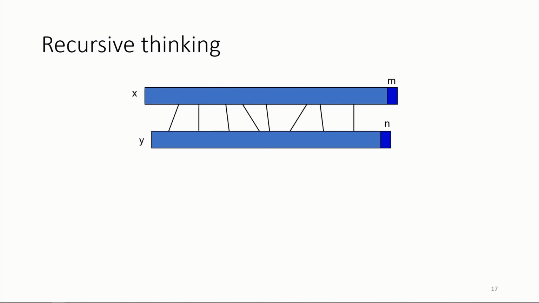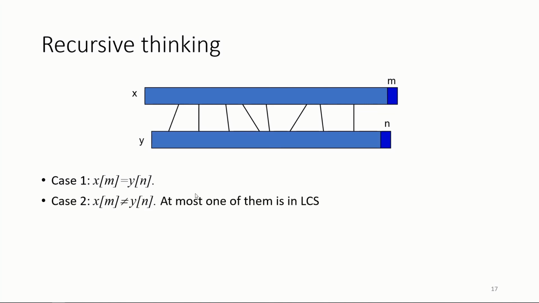When you have two strings x and y with length m and n respectively, what can we say about the LCS looking at the last two characters of these two strings? In other words, mth character in string x and nth character in string y. Here we need to consider two cases. The first case, the two characters are the same. The second case, the characters are not the same.